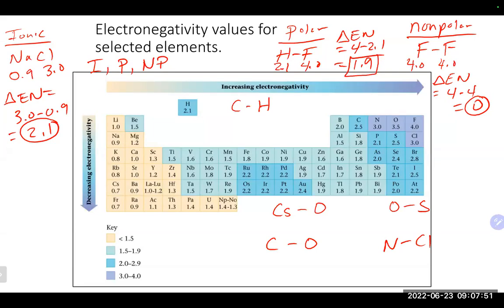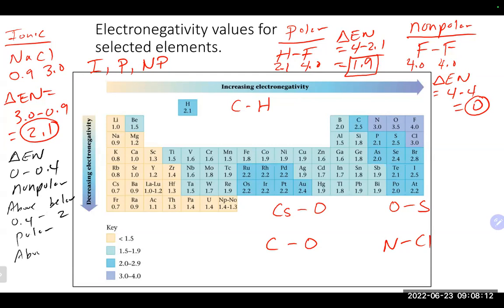Let's see, so a reminder of our cutoffs. Once again, if we have a difference in electronegativity of 0 to 0.4, that is going to be nonpolar. Above that, 0.4 to below 2, that is going to be polar. And once again, above 2 will be ionic.